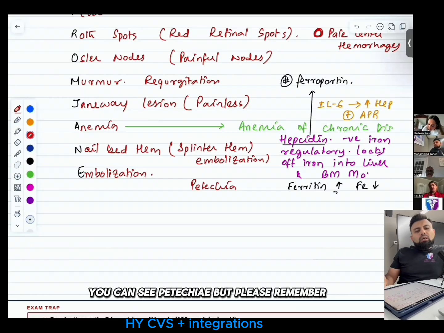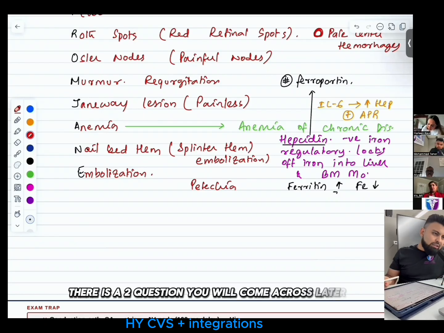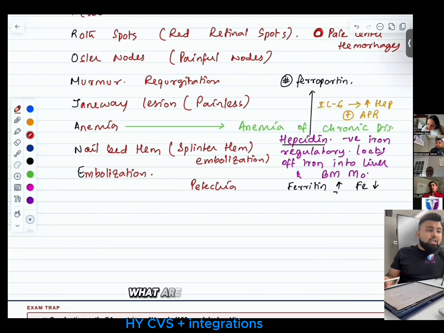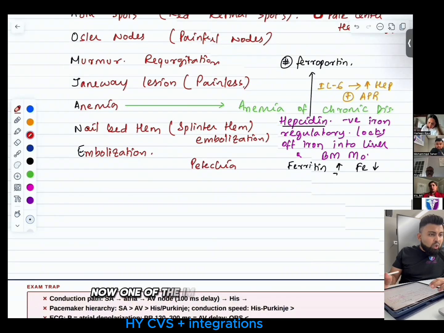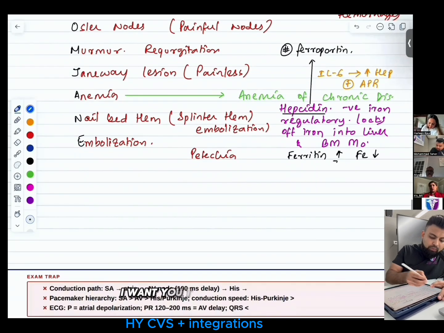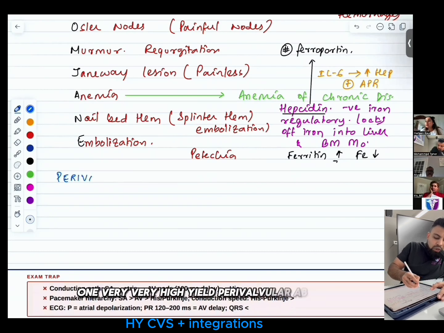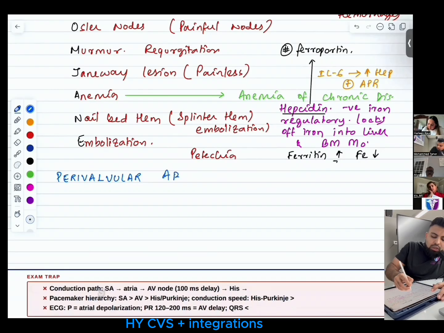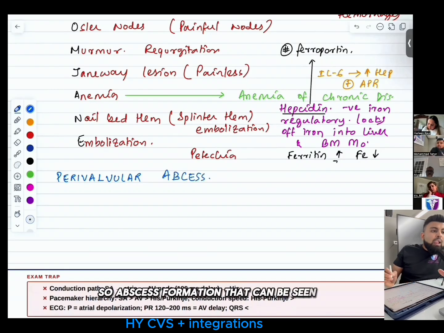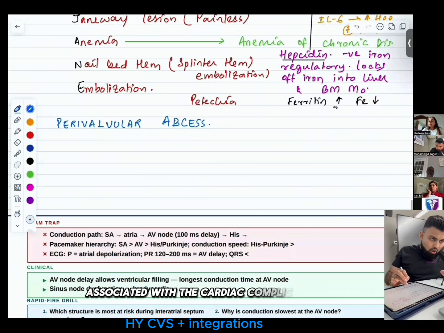But please remember, there is a Step 2 question you will come across later when you will be studying for Step 2. What are the complications that can be seen in infective endocarditis? One of the important complications, very, very high yield, is perivalvular abscess. So abscess formation can be seen, very important, associated with the cardiac complications which we are talking about.